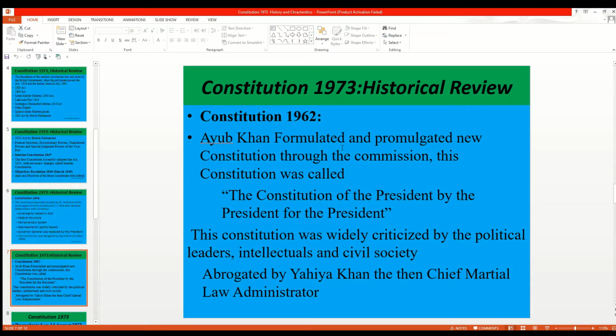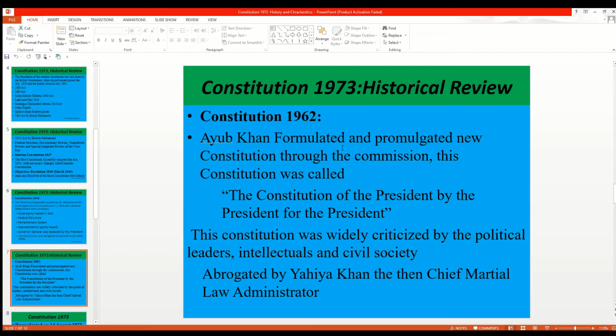This constitution was formulated by a commission which was constituted by Mr. Muhammad Ayub Khan, and after formulation, this was passed and promulgated by the Governors and Ministers Conference in 1962. So the characteristics of this constitution can be summed up in this small sentence: the Constitution of 1962 was the Constitution of the President, by the President, and for the President. This Constitution was widely criticized by the political leaders, intellectuals, and civil society of Pakistan.